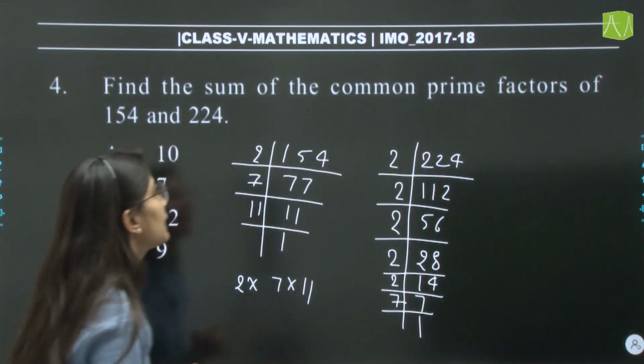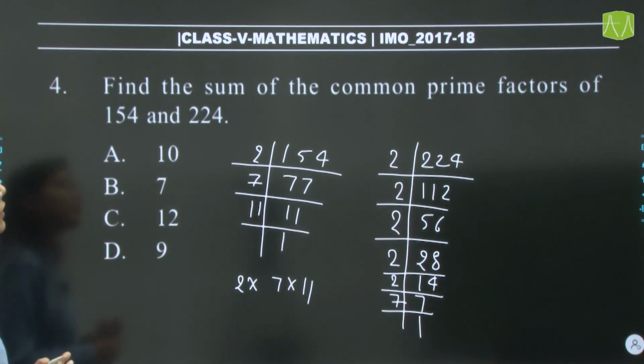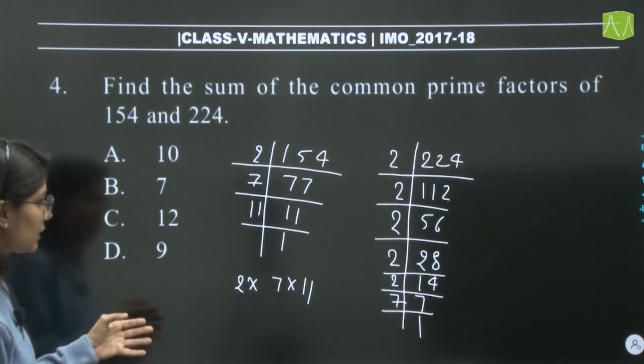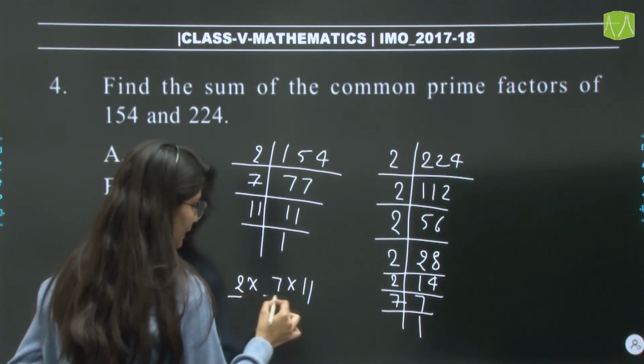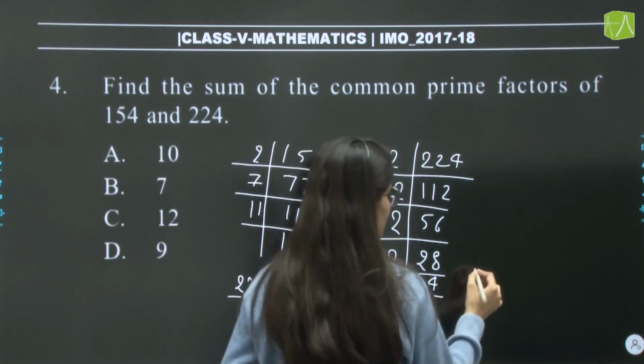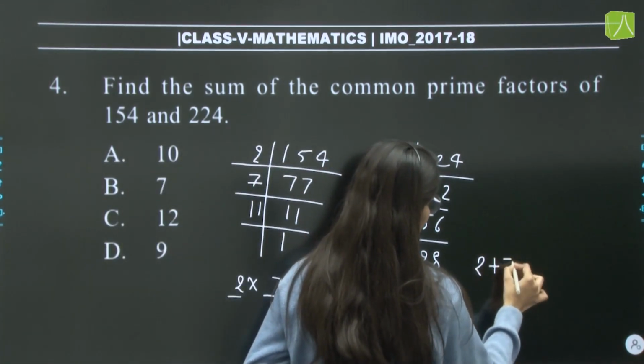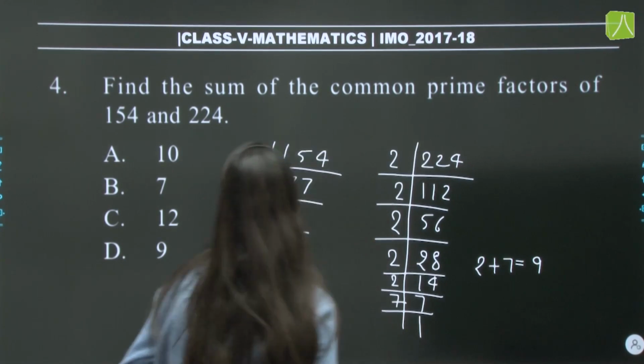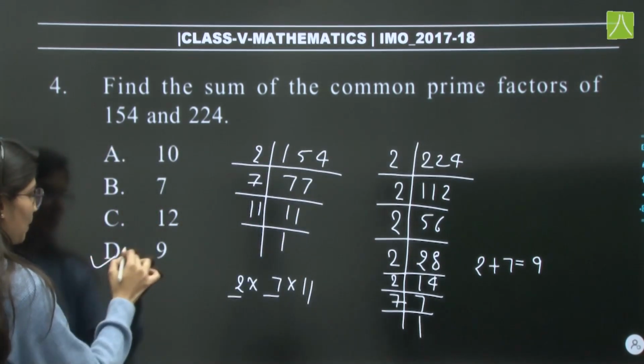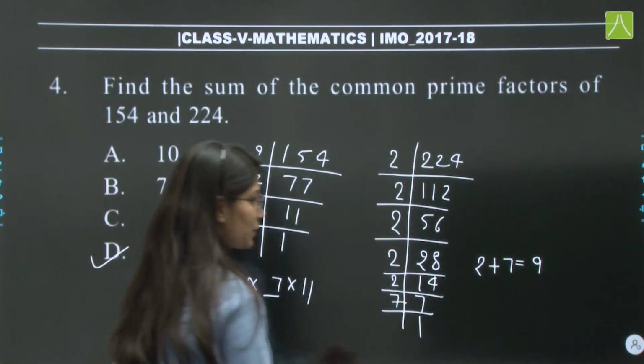So from this prime factorization, we need to find out the common prime factors, and here you can see the common prime factors are 2 and 7 only, and we have to find out the sum. So 2 plus 7 is equal to 9. This is option D. Now let's move to the next question.